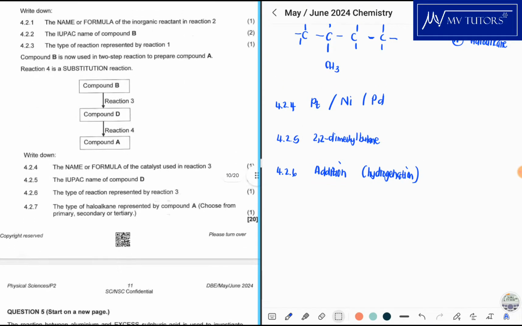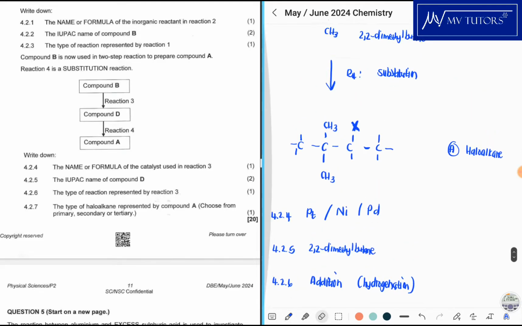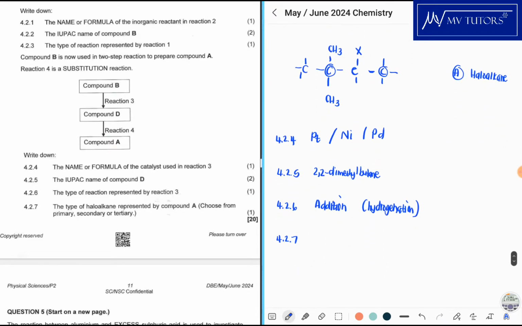Okay, so this is going by quite fast, and then we are officially going to be done after answering this question. The type of haloalkane represented by compound A. Okay, choose from primary, secondary, or tertiary. So if we put our halogen there, you can see this carbon is attached to 2 other carbons. So it's going to be a secondary haloalkane. And that is it with question 4.